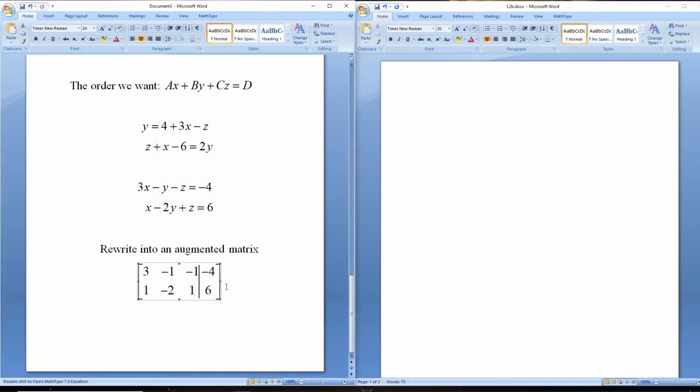And this is where we want to get to here. We want to write everything into this augmented matrix. So again, we're given two equations. We then order them into x, y, z, and then equals our number. And then we simply rewrite this as a matrix where we just drop all the variables.